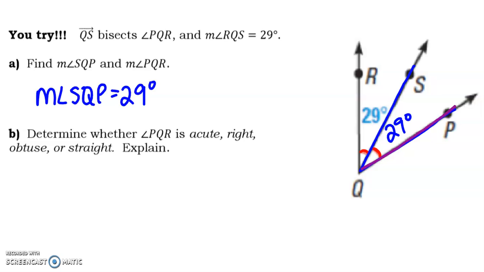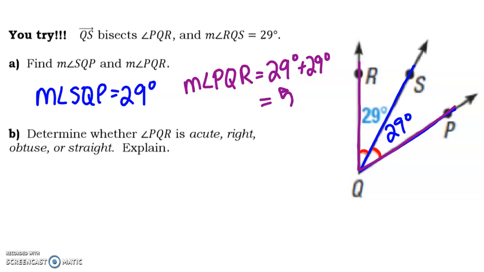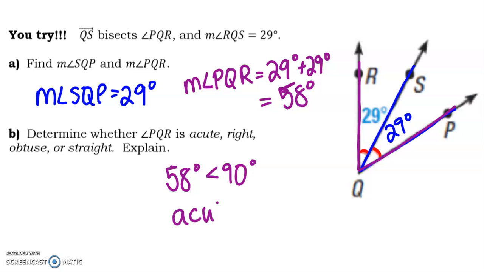PQR is the whole measure. So that is going to be 29 degrees plus 29 degrees, which equals a total of 58 degrees. So angle PQR then is less than 90, which means that it is an acute angle.